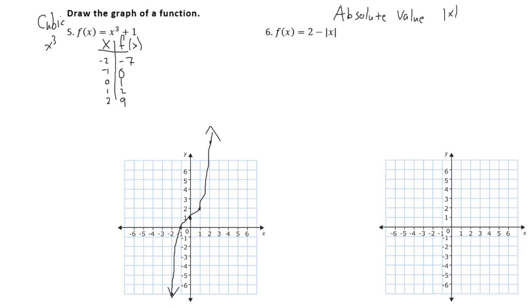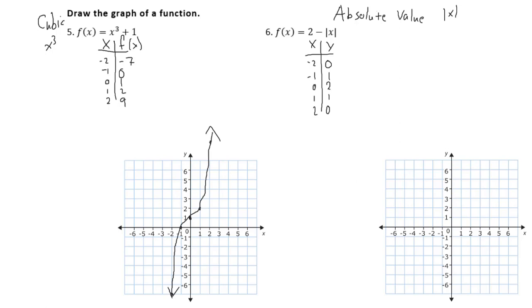Okay, absolute value. We're going to use the same 5 points as we do with quadratic and cubic. Negative 2, negative 1, 0, 1, 2. So remember, it makes it positive. So 2 minus anything becomes positive. So 2 minus a negative 2 is 2 minus positive 2. So that's 0. 2 minus 1, 1. 2 minus 0 is a 2. 2 minus 1, 1. 2 minus 2, 0.